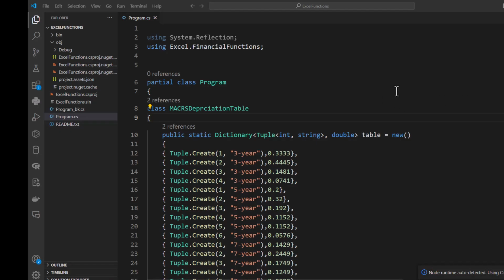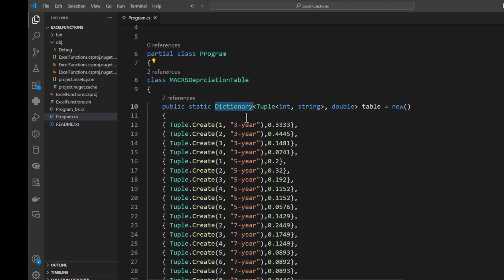Okay, so here I am inside my project, and I want to go through this fairly quick. And if you have any questions, please make a comment, ask me a question, and I'll go through in more detail. But it's already getting late here in my video. Notice I set a reference to that NuGet package, excel.financialfunctions right here. And I'm creating a class here. And what I do is I create a dictionary that consists of a tuple of int, string, and a double. I call it table here, and there's a new one.